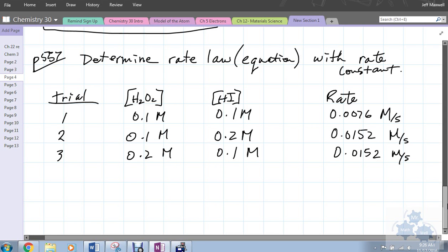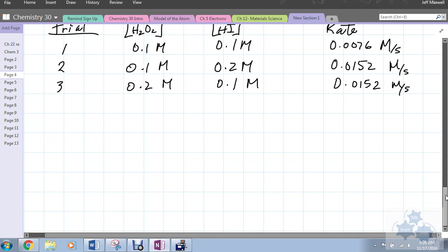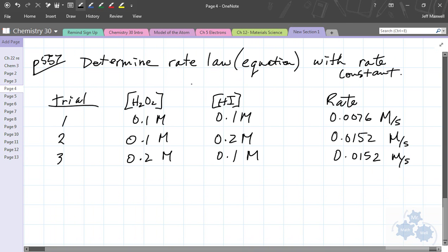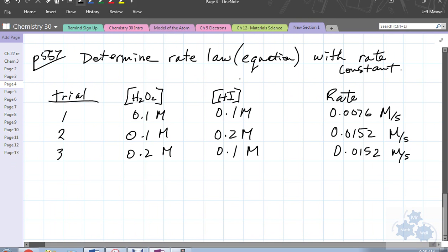Okay, so here's another example that we'll do here, determining the rate equation, the rate law. The textbook says rate expression. So we're determining how the concentration of the reactants affect the rate in a mathematical or quantitative matter. So again, if you look back to the lesson, if you're wondering where we're starting here.